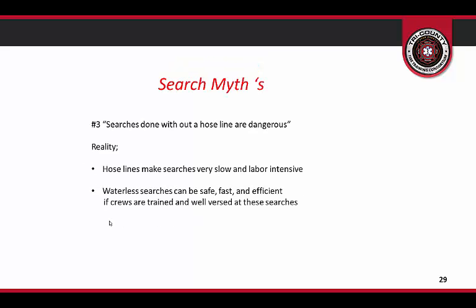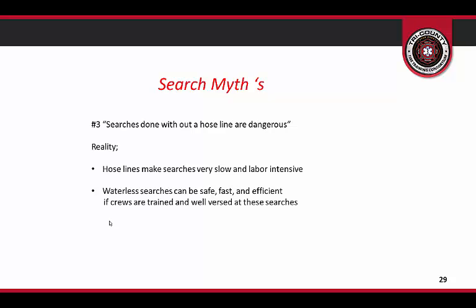Number 3, searches done without a hose line are dangerous. Reality: hose lines make searches very slow and labor intensive. Waterless searches can be safe, they can be fast and efficient if crews are trained and well versed at these searches. Again, we're not saying that search doesn't have risk. It always has risk.